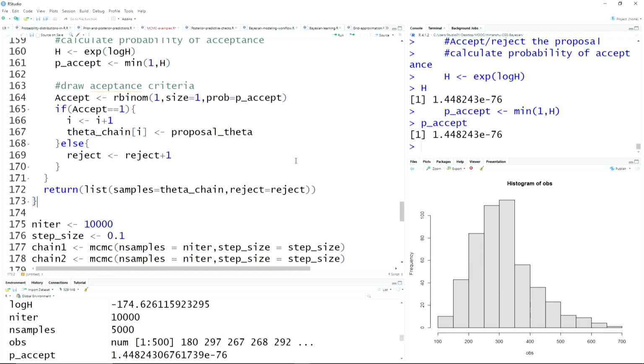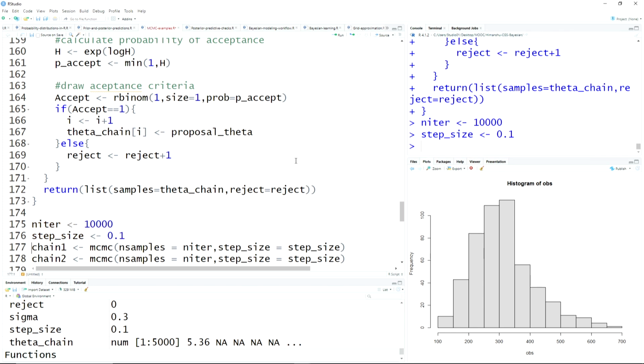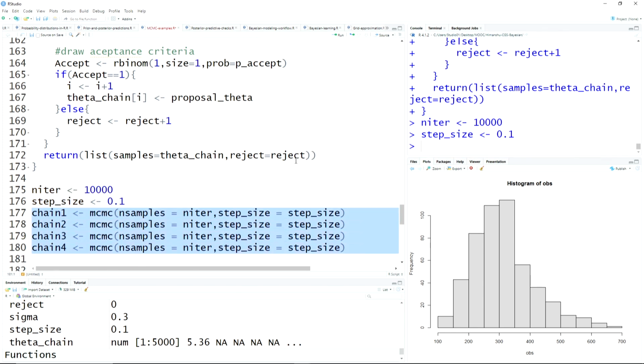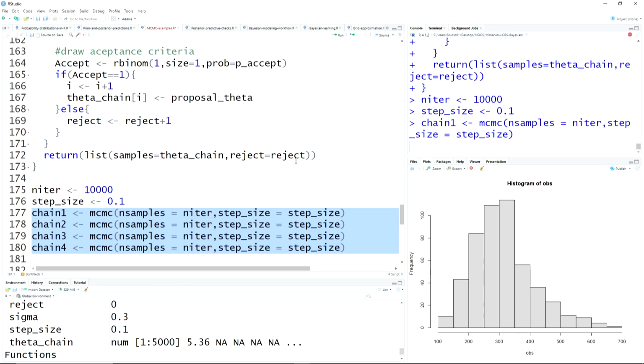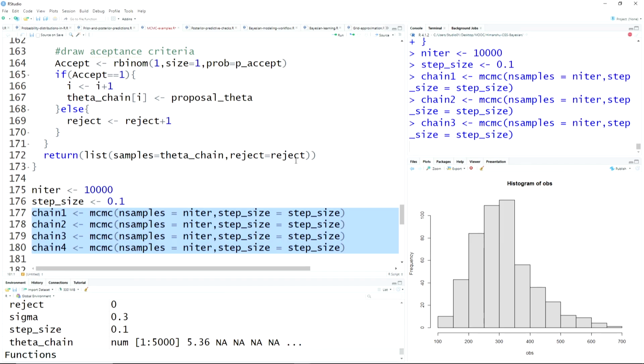Okay, so let us try this. This is my algorithm, with the number of iterations, a step size of 0.1, and let us sample for these 4 chains. Now I shouldn't see an error, although the sampling is slow. That means perhaps your step size is too large, so we can decrease it in a further iteration. We can check the rejection rate.